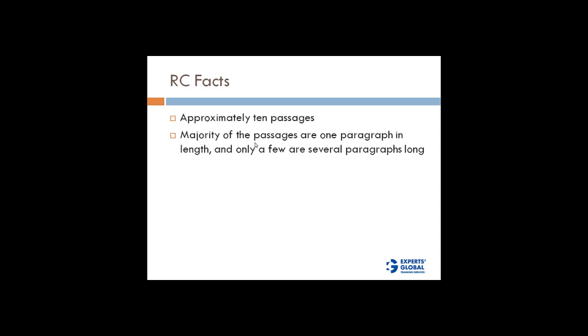So what kind of reading comprehension questions do we have on the GRE? There are going to be approximately 10 passages in both your verbal sections, and most of these passages are going to be small. They are going to be one paragraph in length, or in some cases it could also be 2 or 3 paragraphs. But long RCs are very rare on the GRE. There could only be maybe 2 or 3 such passages out of those 10 passages that you'll have on the test.